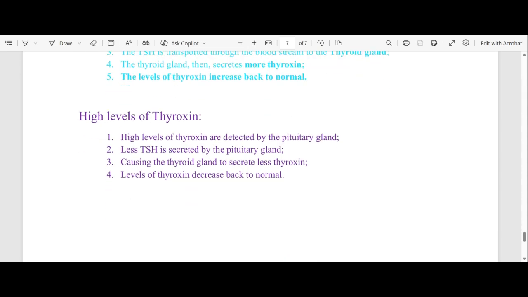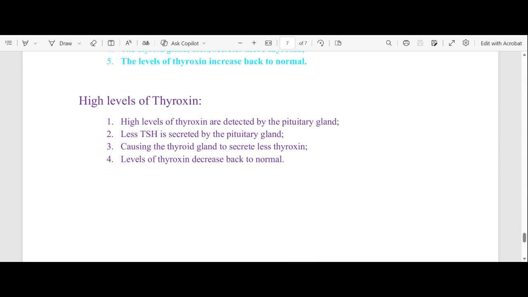Let's look at the opposite, when there are high levels of thyroxine in the blood. High levels of thyroxine are detected by the pituitary gland, then the pituitary gland will secrete less TSH. Then the less TSH will cause the thyroid gland to secrete less thyroxine. Then your levels of thyroxine will decrease back to normal. So this feedback mechanism between TSH and thyroxine is relatively easy when you compare it to other processes.